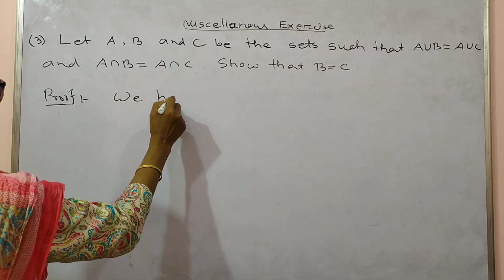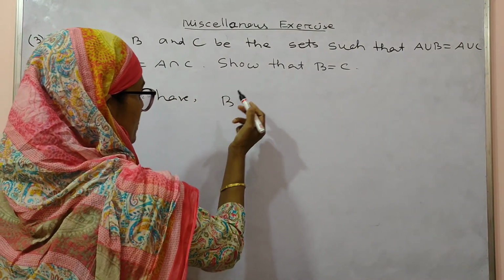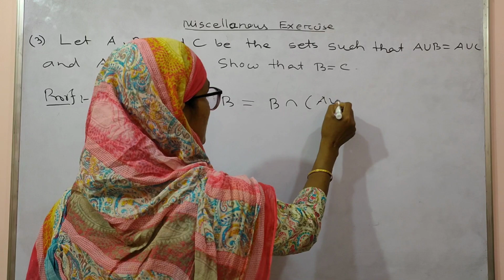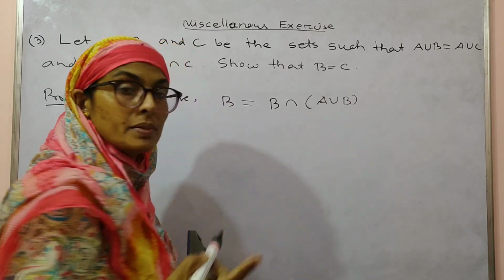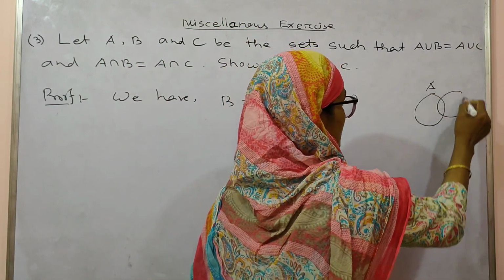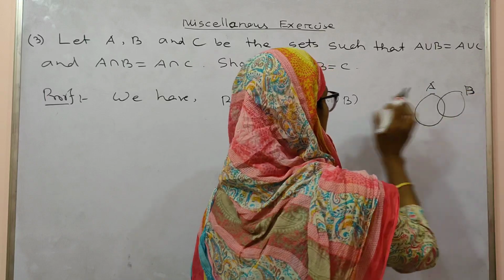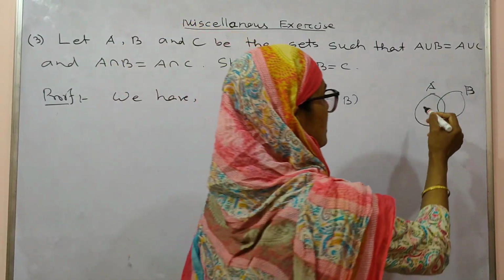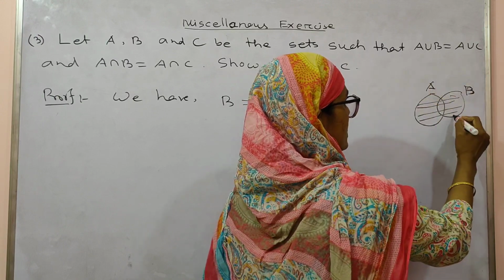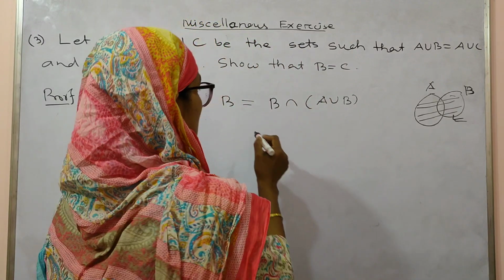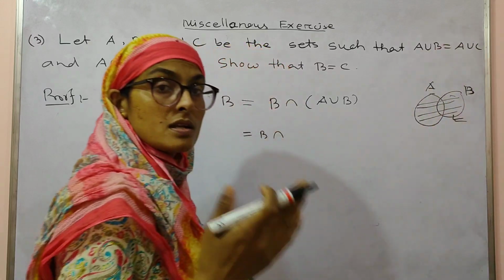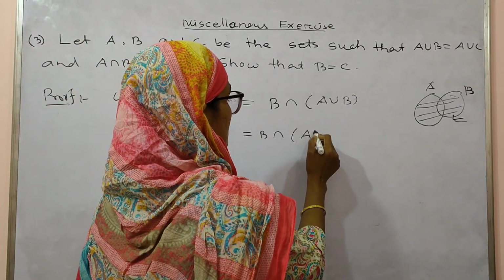We have B equals B intersection (A union B). Say this one is A, this one is B. A union B means the whole part, and B intersection (A union B) means simply B. So you can write this one, or you can write B intersection, and in place of A union B, you can write A union C. So write down A union C.